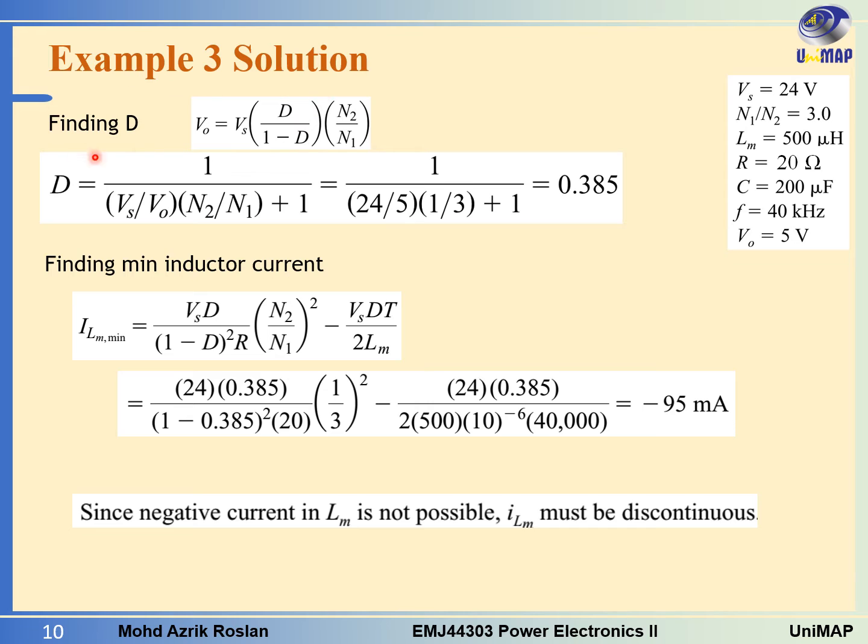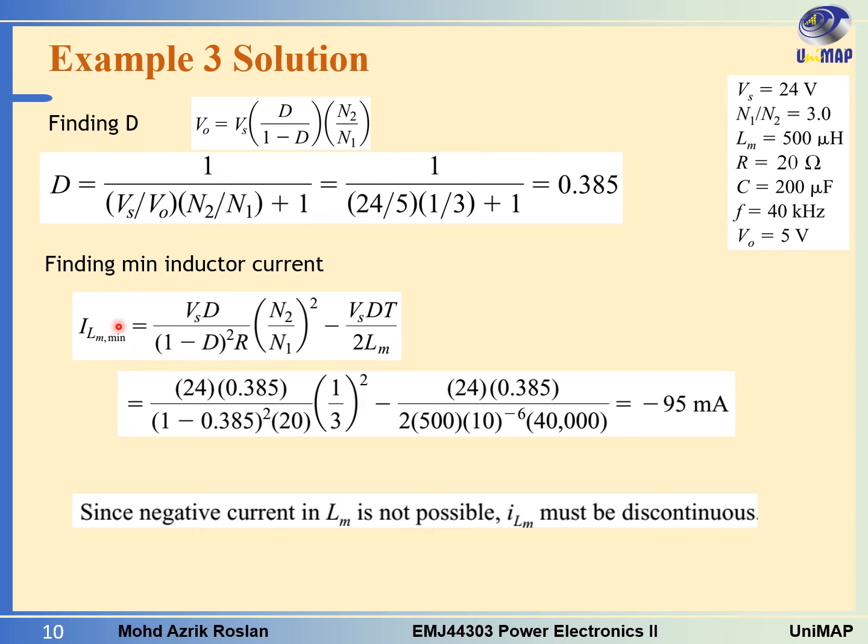First we have to find the duty cycle. We will use this equation. When you substitute all the values that we already have, you will get the duty cycle equals to 0.385. And then to show whether our converter is working in CCM or DCM, we have to show that through the use of the ILM min.